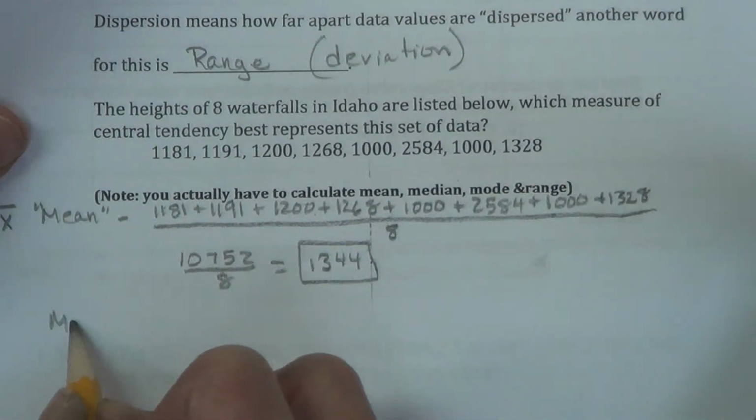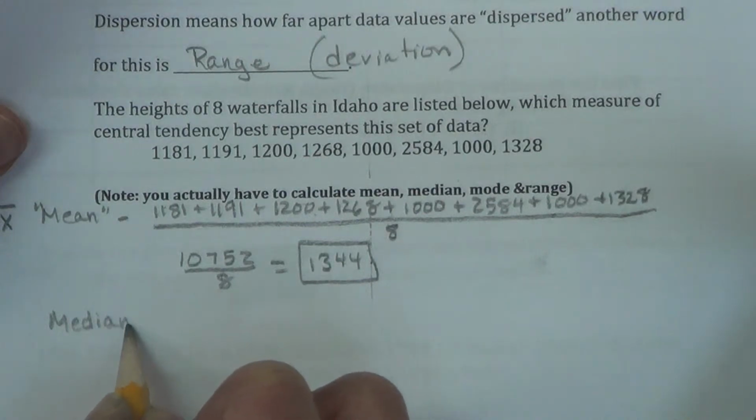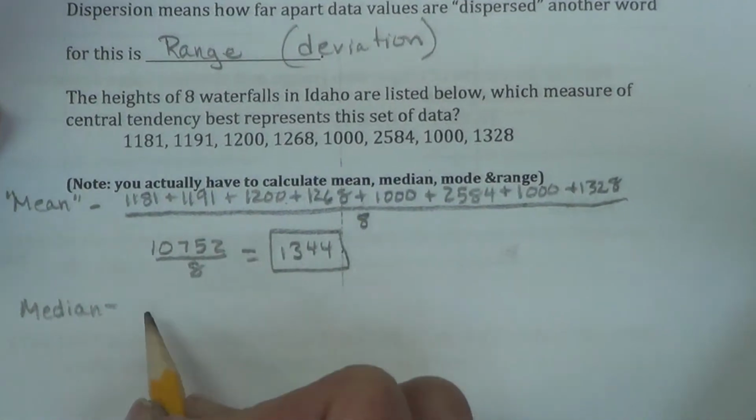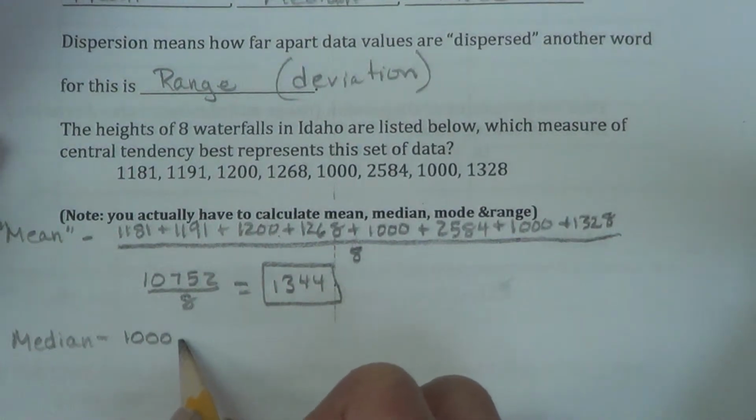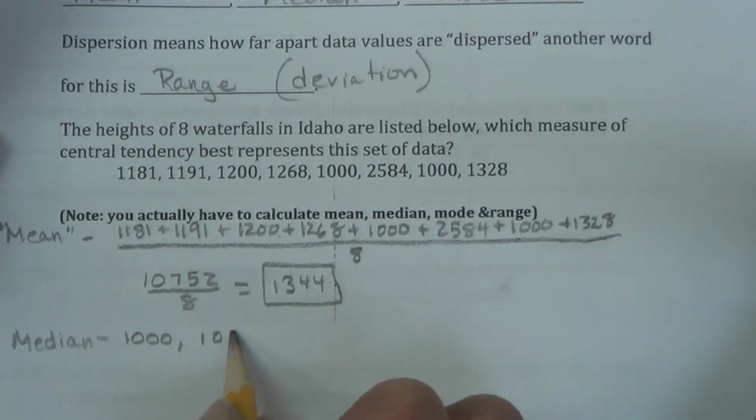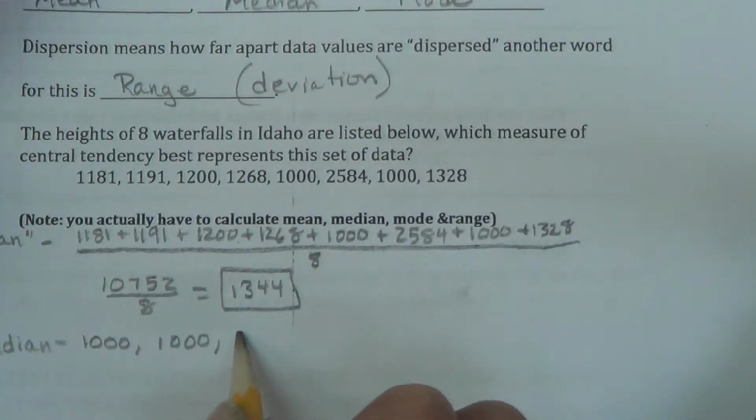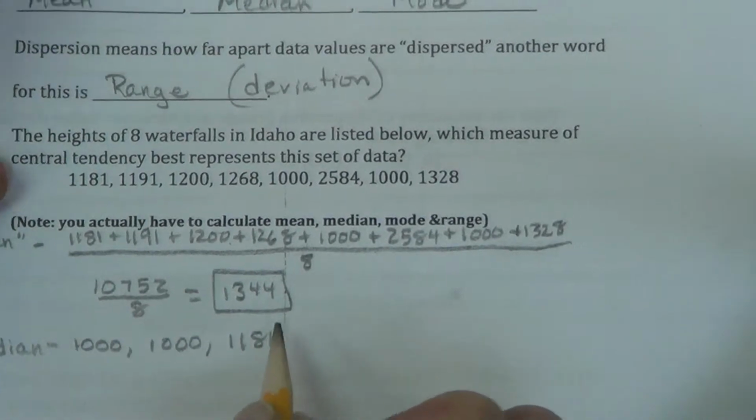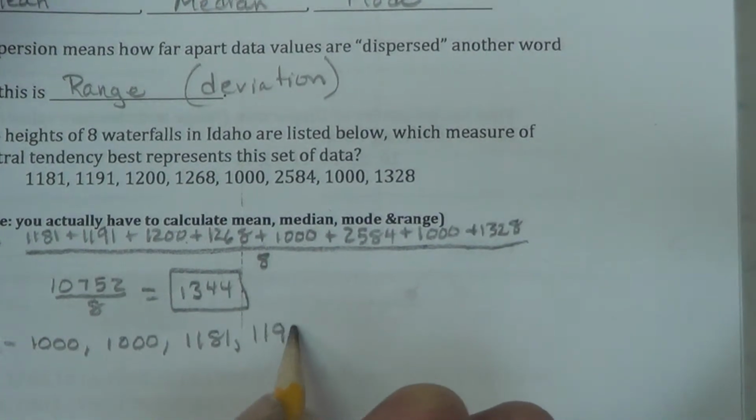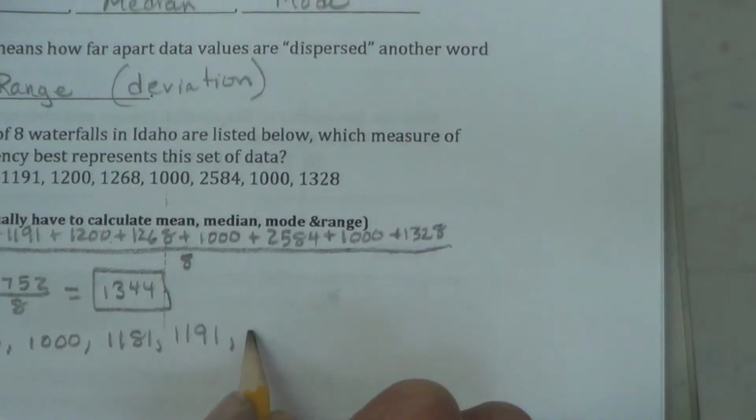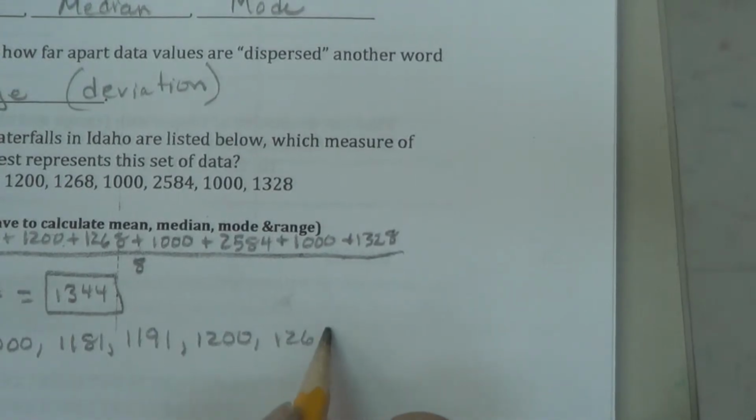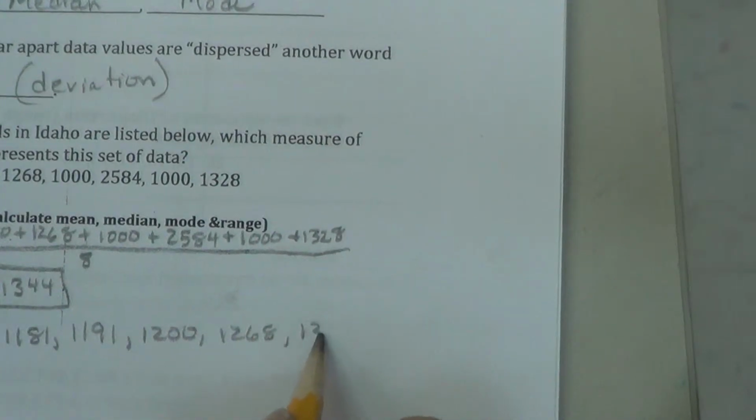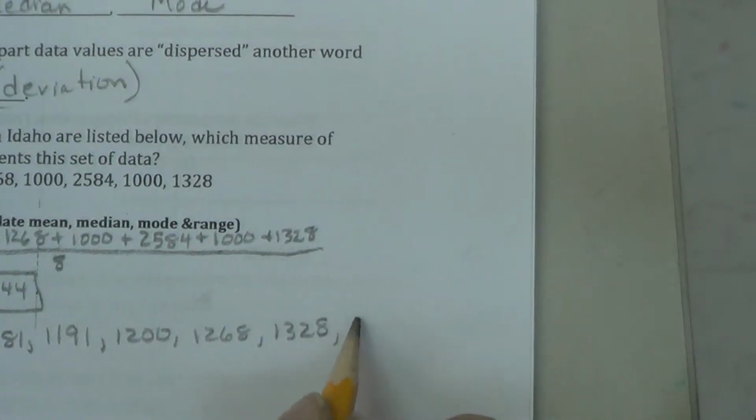For the median, remember it is the middle number. How you find that is to put them in order first. So we do 1,000. The next would be the next 1,000. Next would be 1,181. Next 1,191. Next 1,200. Next is 1,268. Next is 1,328 and 2,584.